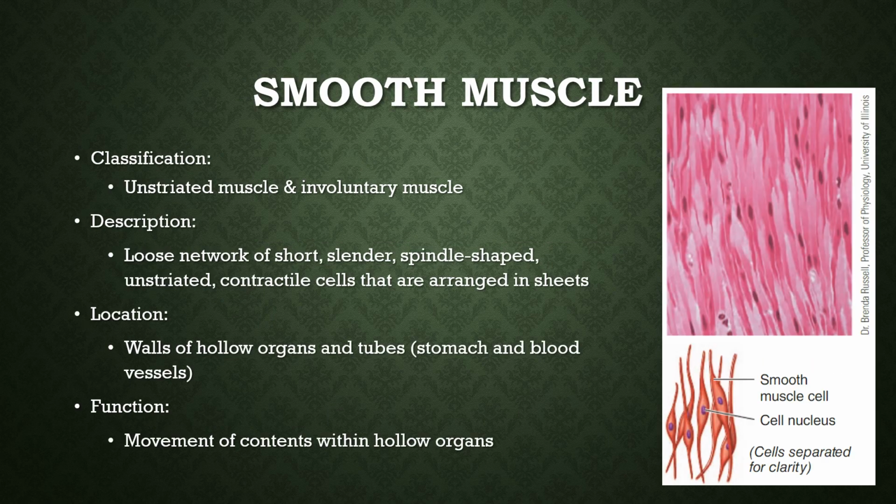Smooth muscle is classified as unstriated muscle and involuntary muscle. Smooth muscle can be described as a loose network of short, slender, spindle-shaped, unstriated, contractile cells that are arranged in sheets. The location of smooth muscles is in walls of hollow organs and tubes, so this can be like the stomach and blood vessels. And smooth muscle functions in movement of contents within hollow organs.